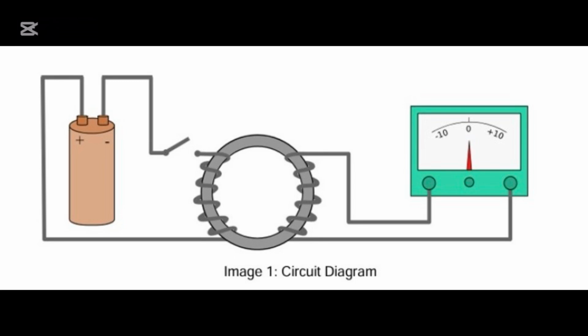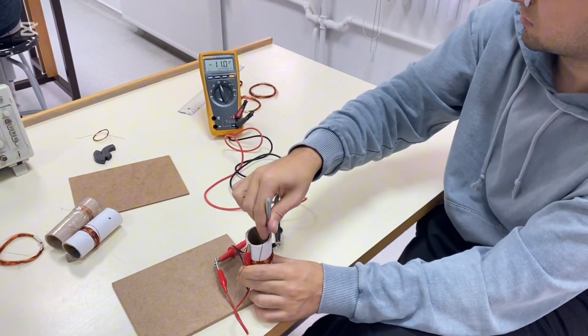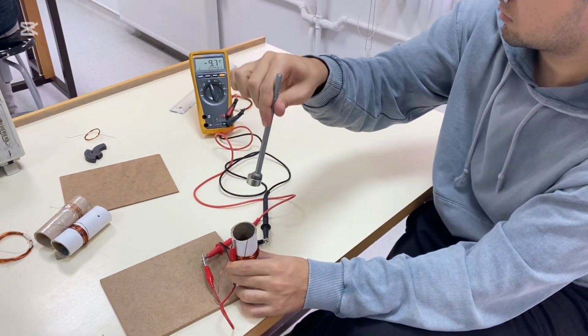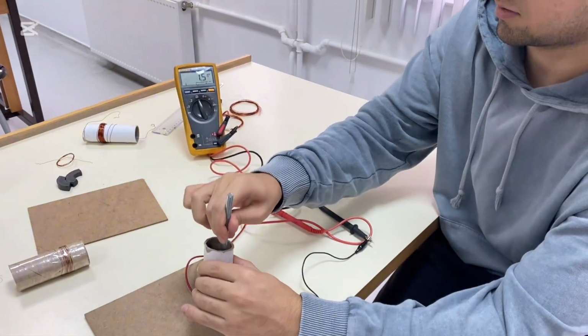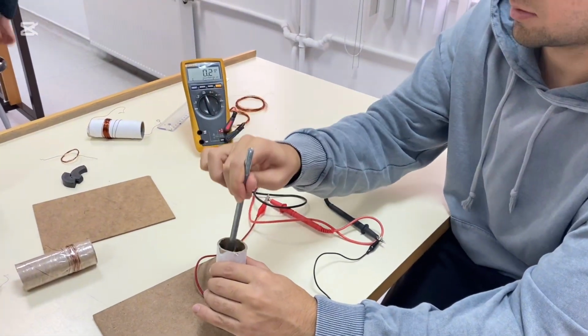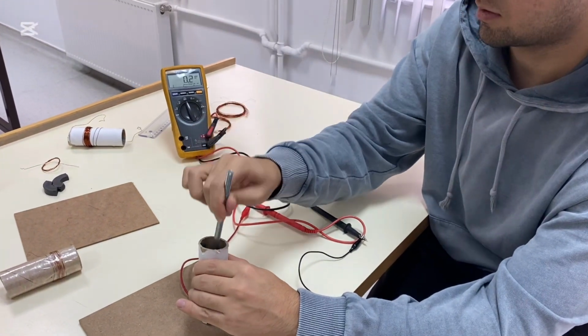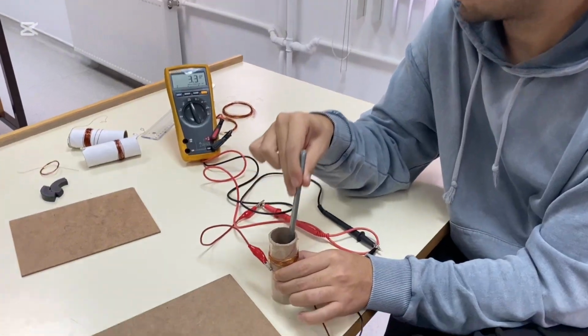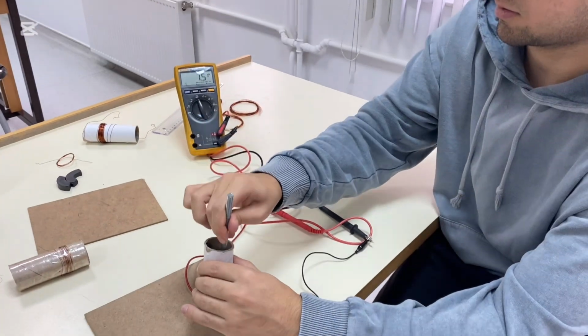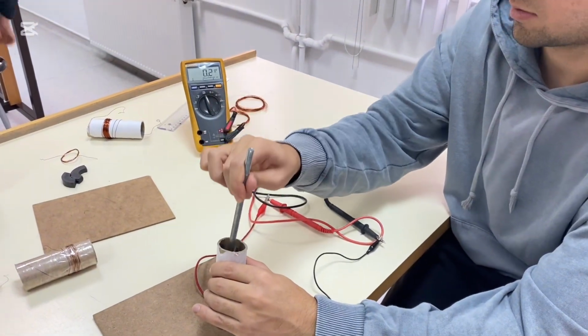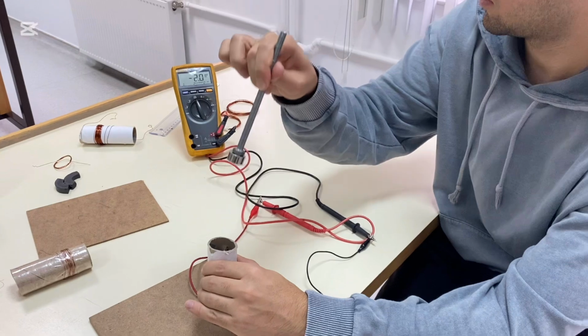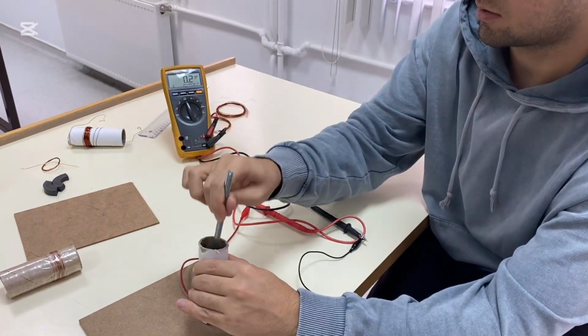My experiment is divided into two phases. One of them is phase A and the other one is phase B. This is phase A. In phase A, I focused on the number of loops. Three coils with the same radius but different numbers of turns, 10, 50, and 100, were connected in a series circuit using crocodile cables. A multimeter was added to measure the induced EMF. The key was to keep the magnet's velocity consistent, so it was always released from the same fixed height to ensure a uniform change in magnetic flux.